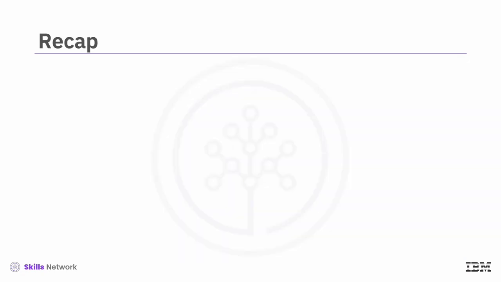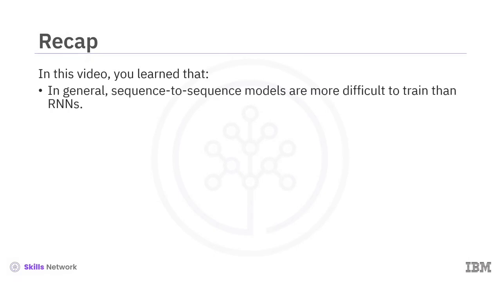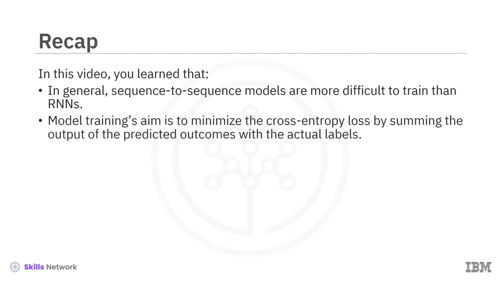Let's now recap what you learned. In this video, you learned that, in general, sequence-to-sequence models are more difficult to train than RNNs due to several factors. In model training, the aim is to minimize the cross-entropy loss by summing the output of the predicted outcomes with the actual labels.